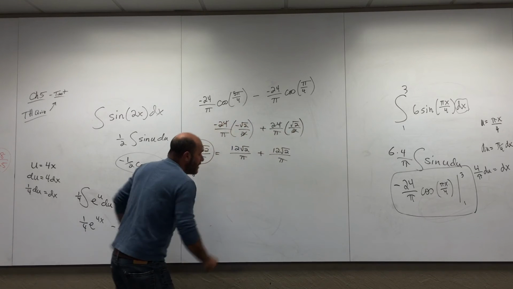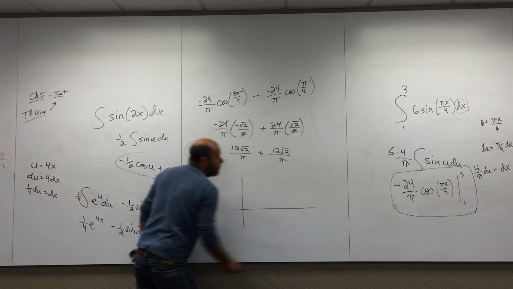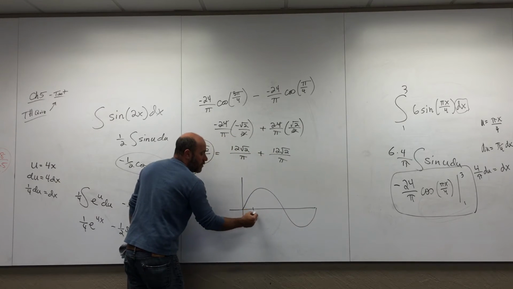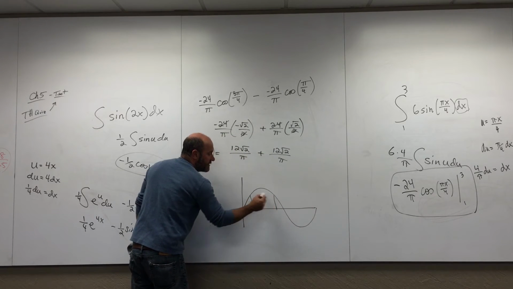the area under that curve, whatever that curve is from 1 to 3. I think it's kind of like this.